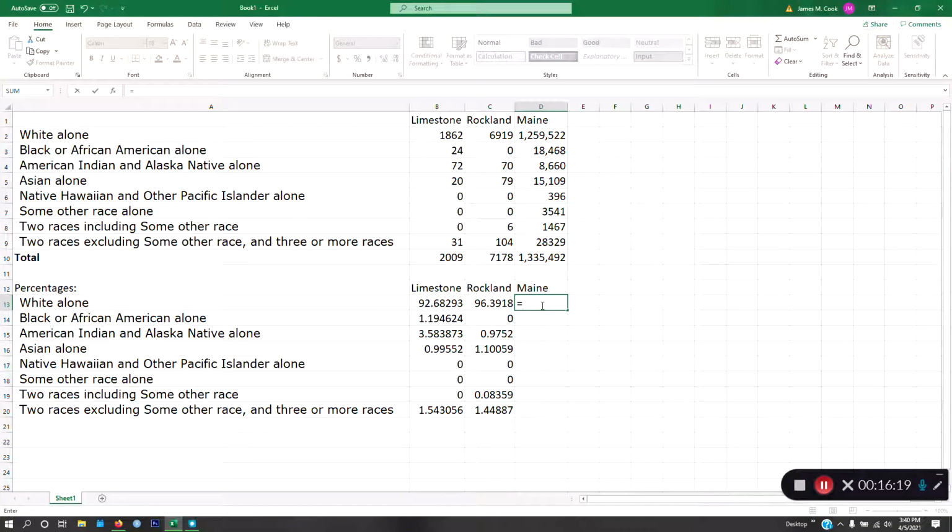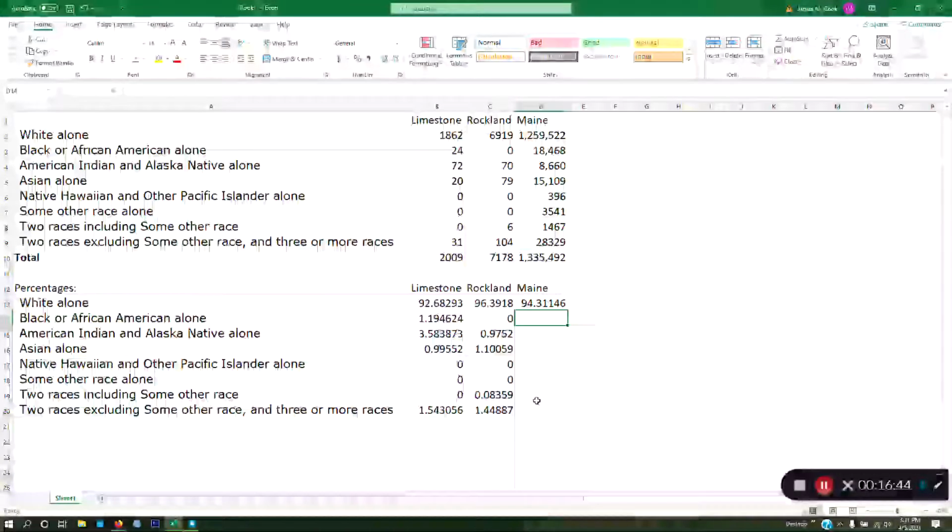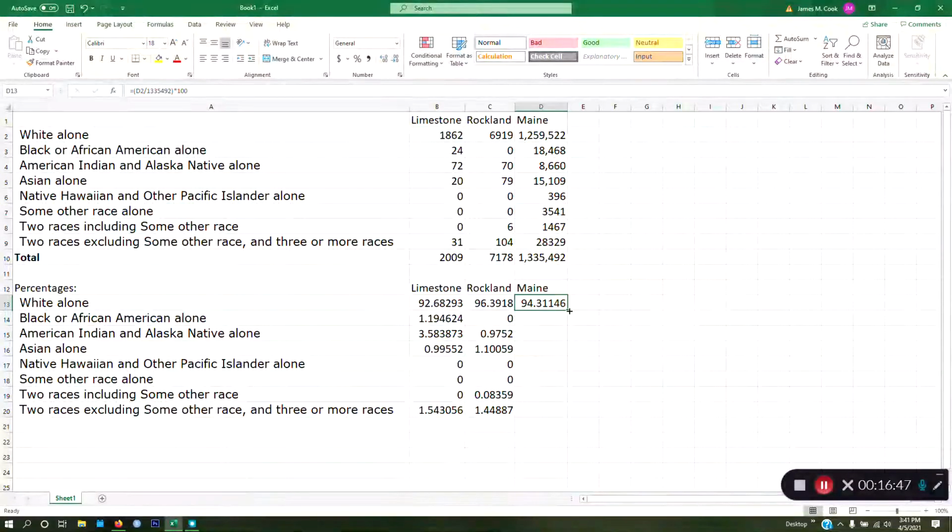And that would be to take a look at D2 here, which is the white alone population. And I'll put that in parentheses. D2 divided by now, what is the total for the state of Maine? 1,335,492. And then I'll multiply that again by 100. So the state of Maine lies somewhere in between Rockland and Limestone. It is a very white state, 94.3% white. And dragging that little bottom green box down, I can quickly generate similar calculations.